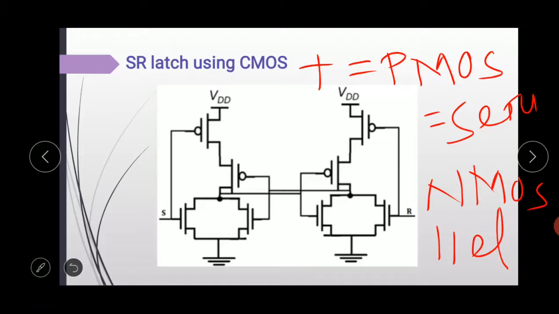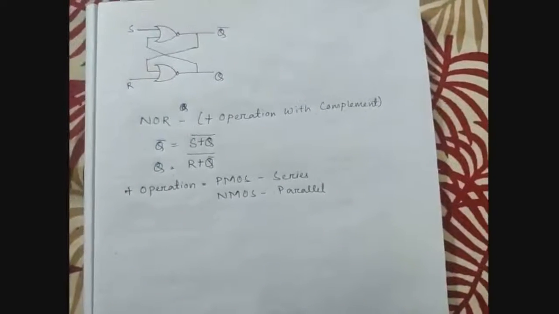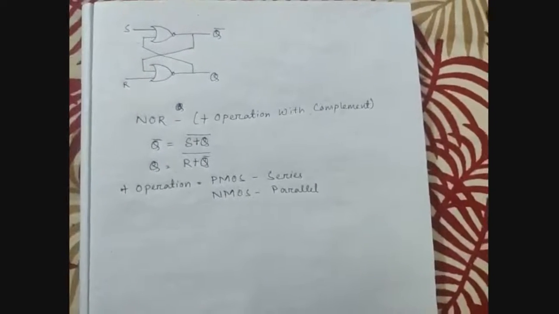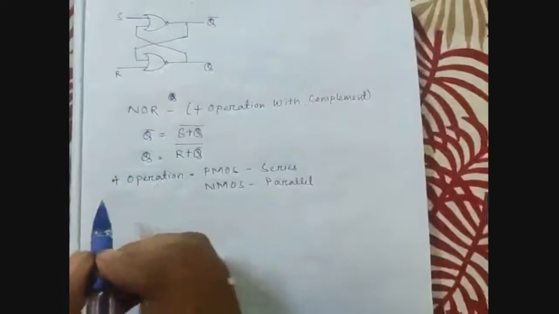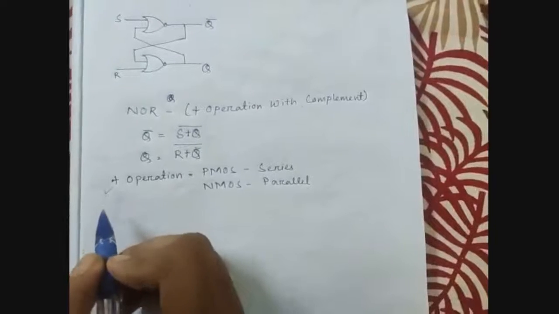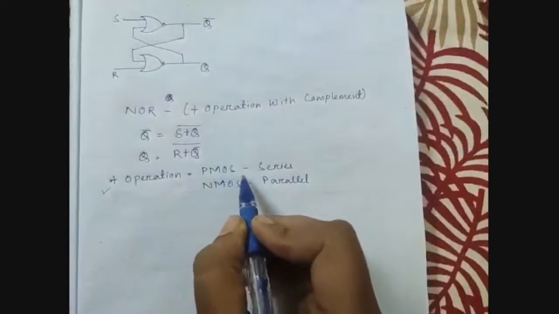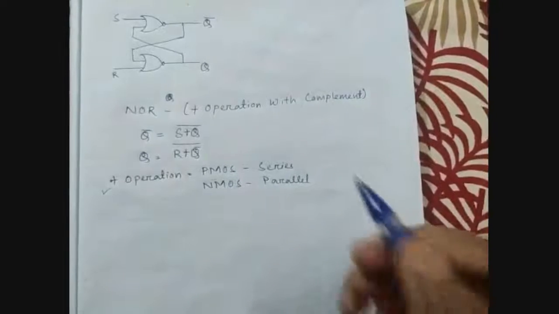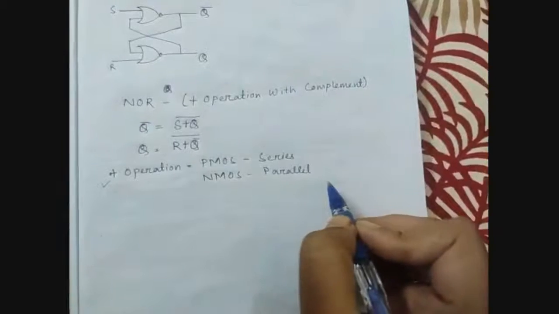So next we will draw the diagram using pen and paper. Okay, so let's draw the SR latch using CMOS. So for that, here we use the plus operation. So in the plus operation, PMOS transistors are connected in series and NMOS transistors are connected in parallel.